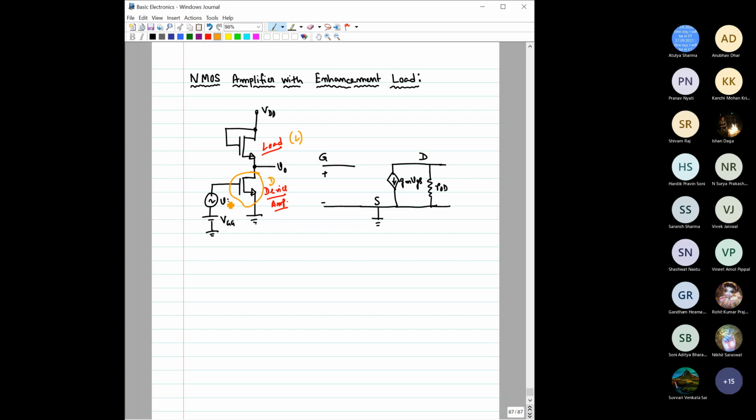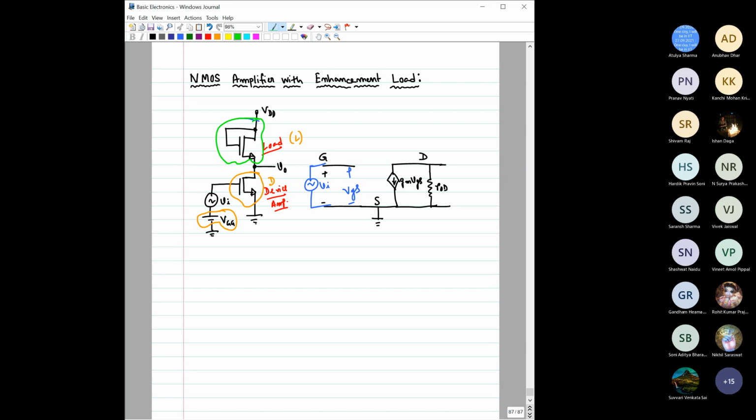When you do the AC analysis, this voltage source would be grounded, so that is gone, and you have only VI connected. So let us connect it here. You have this VI here, and this would be equal to VGS. So VGS is equal to VI for this particular case. Now gm VGS is defined. What would be the equivalent circuit of this?